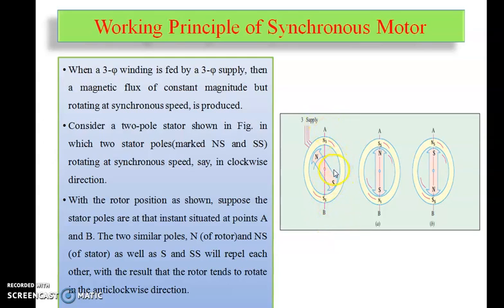Just for a simple case I assume that my rotor has N and S poles. How are they created? Because, as I know, I am connecting the field winding here. Okay, and this field winding is always excited by DC supply. Okay, in a synchronous motor, the field winding we provide is always energized by the DC supply.